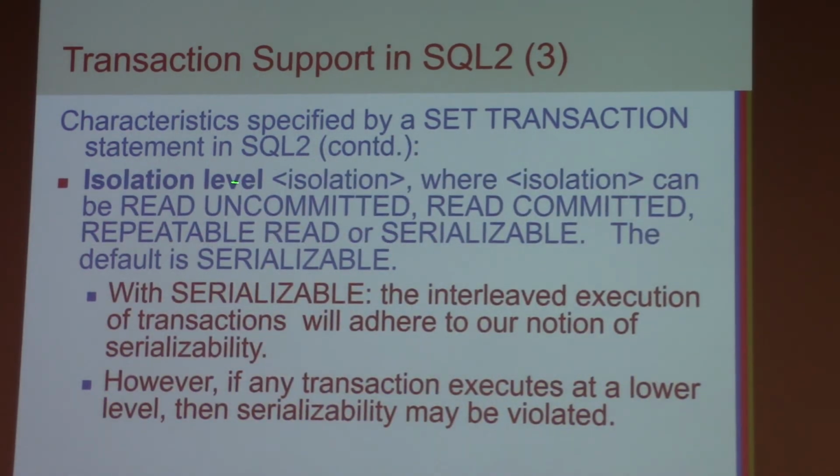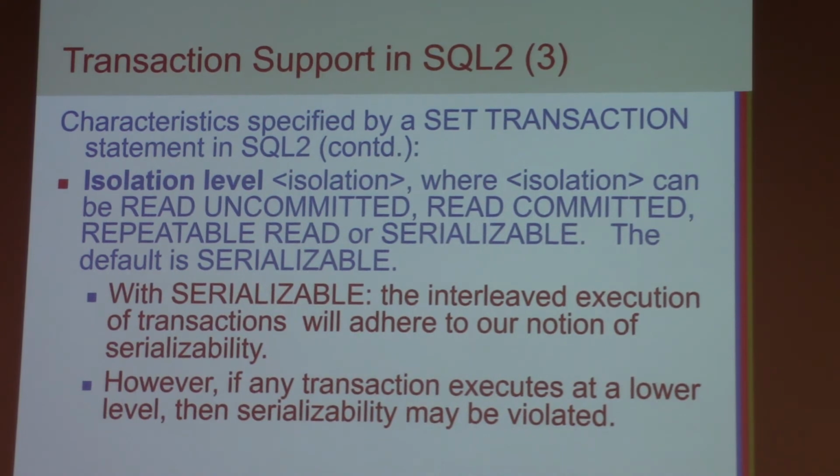Then there are the different isolation levels. Read uncommitted means you allow other transactions to read uncommitted data. Read committed reads only committed data. Then repeatable read, serializable, and so on. The default is serializable, which keeps the characteristics of the transaction, so it doesn't violate any consistency issue.